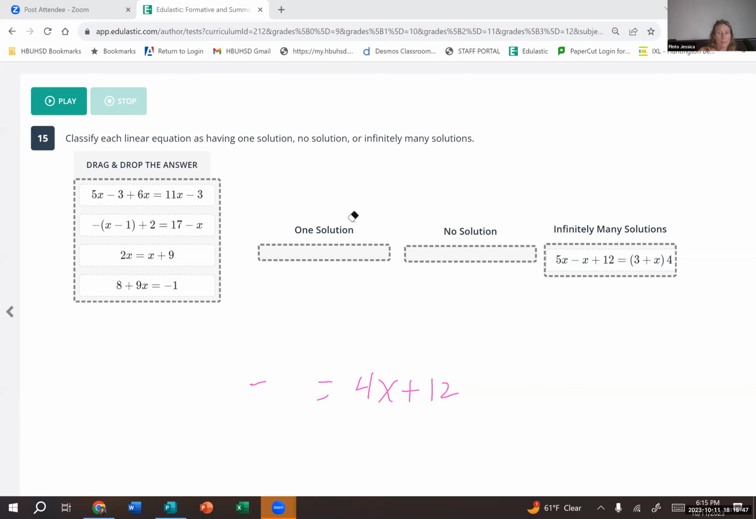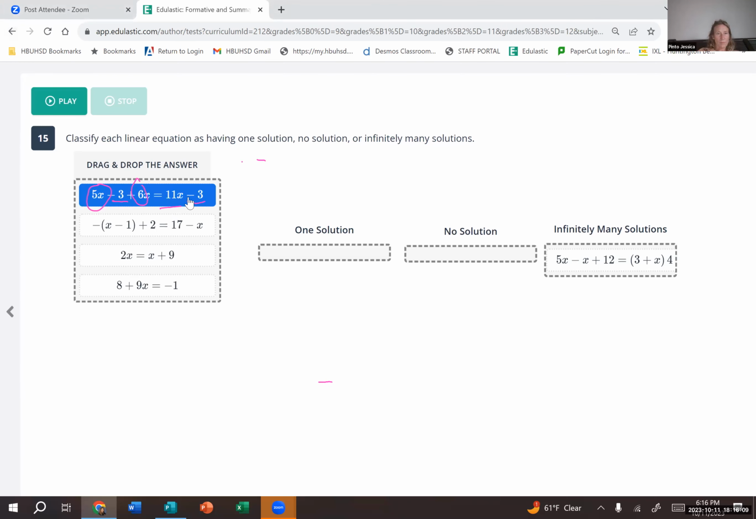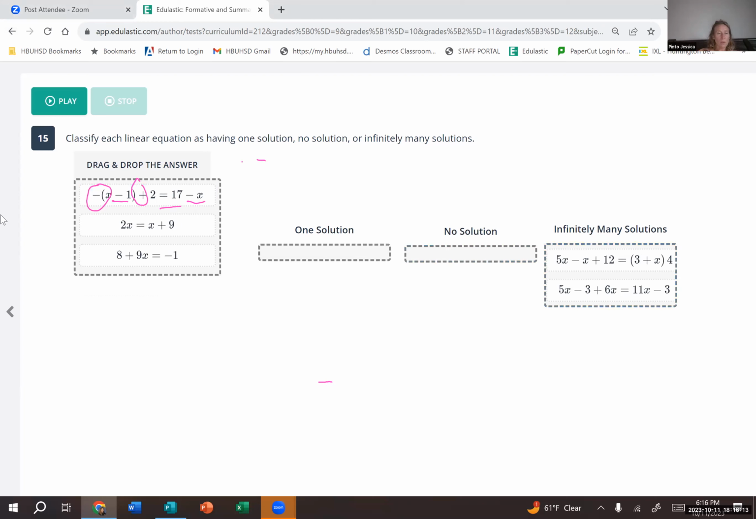So, I would add 5 and 6. And I would get 11, right? You know what I'm saying? So we'd have 5x plus 6x, that's 11x. And we have the minus 3 and the minus 3. So this one is also infinitely many solutions. Cool.